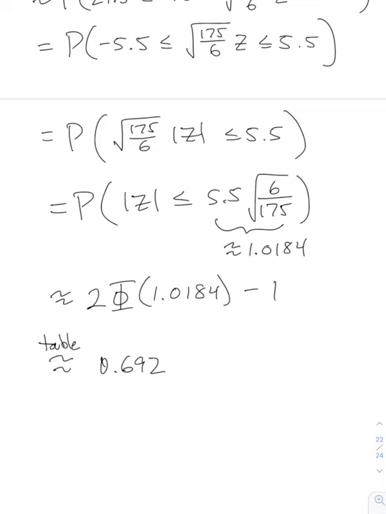So about a 70% chance you roll 10 dice, and you want to sum between 30 and 40 inclusive. You have approximately a 70% chance.